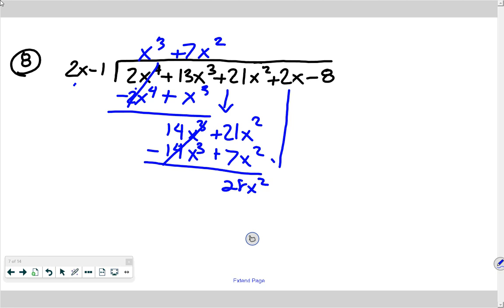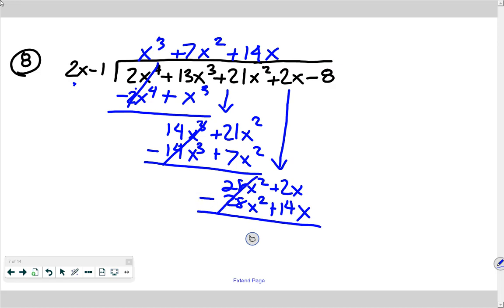And then I bring down the 2x. So first divided by first. 28 divided by 2 is going to give you 14x. When I distribute it back, it gives me 28x squared, and then 14 times -1 is going to be a negative 14x. Switch, switch. That goes away.